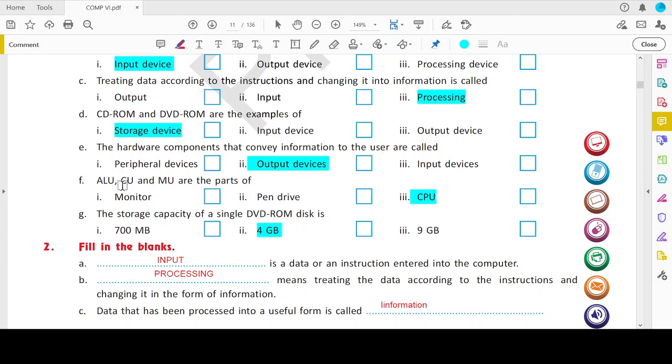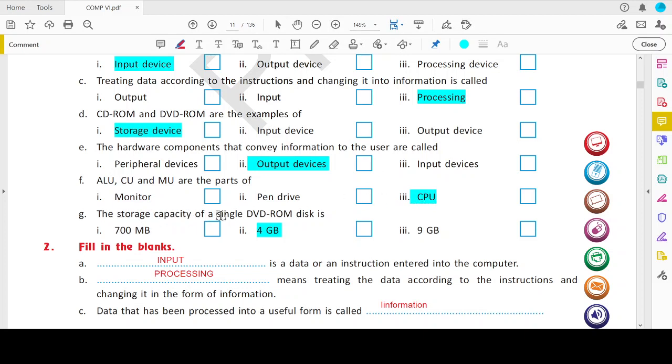ALU, arithmetic logic unit, CU, control unit, and MU, memory unit, are parts of monitor, pen drive, CPU. They are parts of CPU, that is central processing unit. They are not parts of monitor or pen drive. They are parts of CPU.